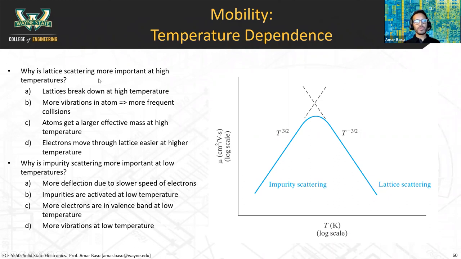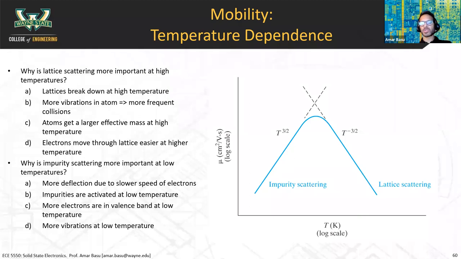Okay. We've talked about these questions already. Why is lattice scattering more important at high temperatures? It's because there's more vibrations in the atom. Why is impurity scattering more important at low temperatures? More deflection due to slower speeds. Okay, so I won't rehash that.